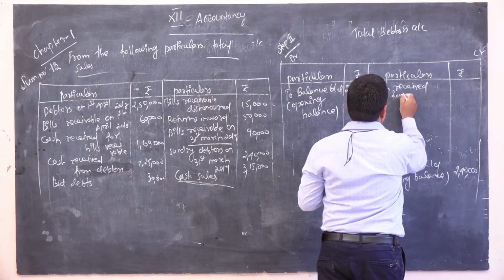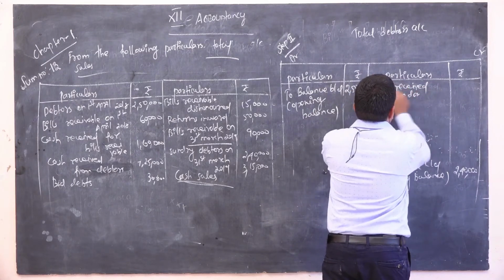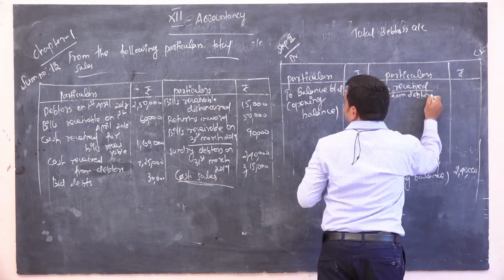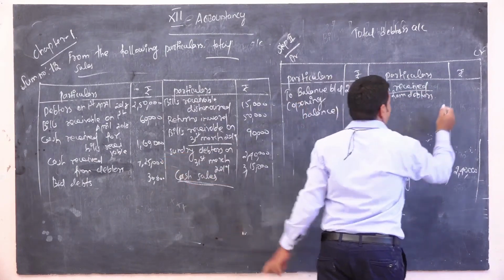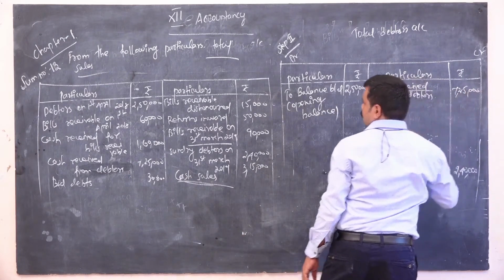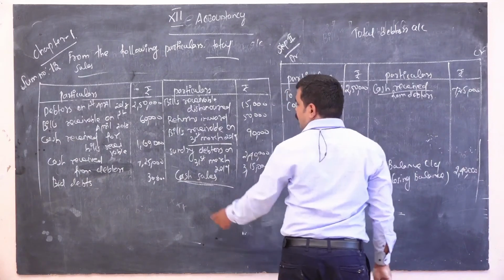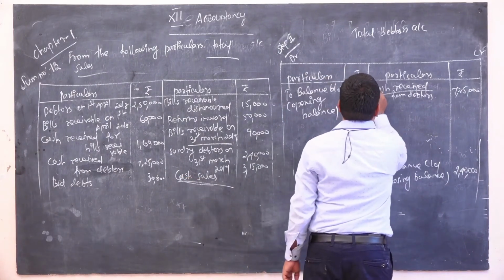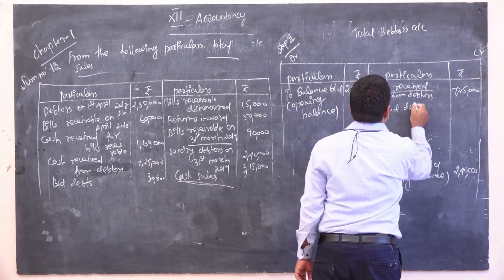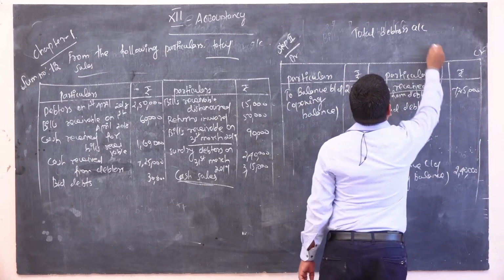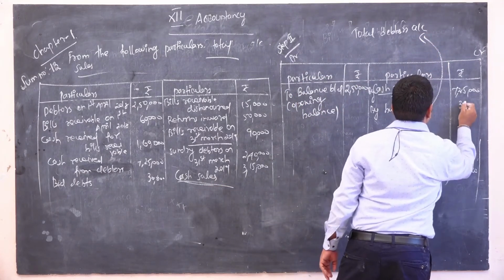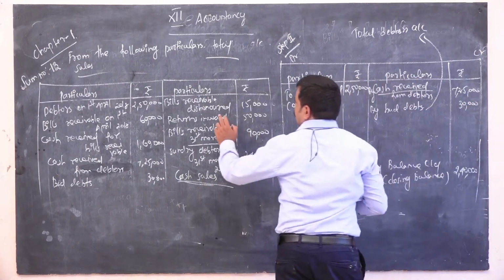From debtors, cash received comes on the credit side. The amount is 7,25,000. Next one, bad debts. By bad debts, bad debts related to debtors, 30,000.